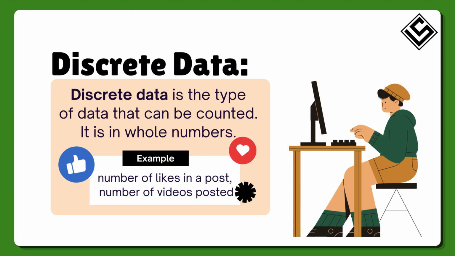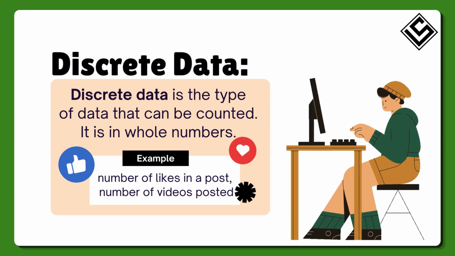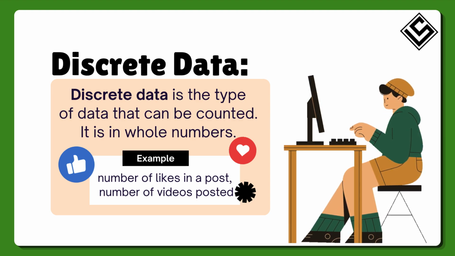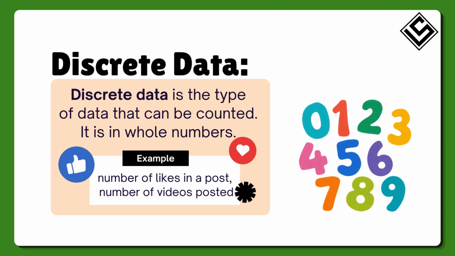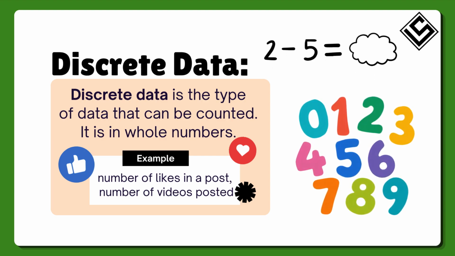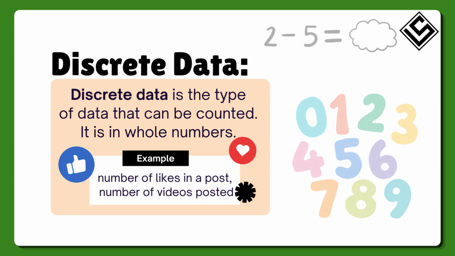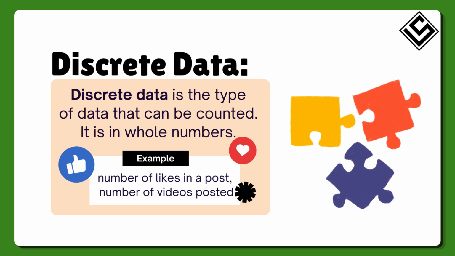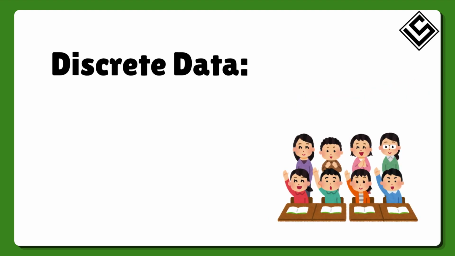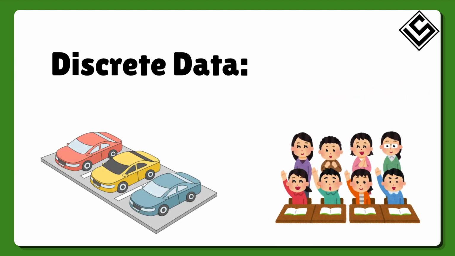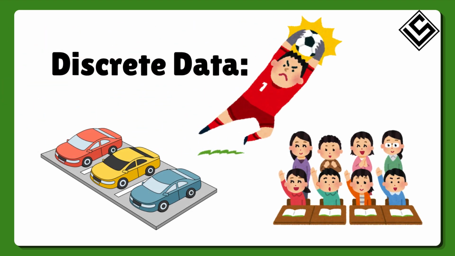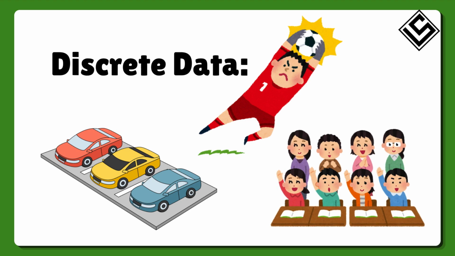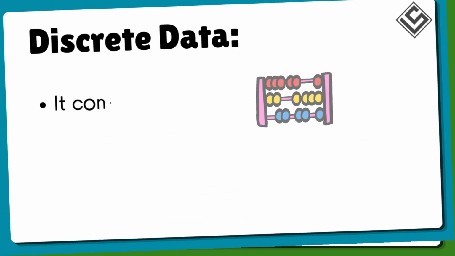Discrete data refers to data that can be counted and usually consists of whole numbers. It represents separate and distinct values, which means there are gaps between possible values. Discrete data cannot be divided into smaller meaningful parts. For example, the number of students in a classroom, the number of cars in a parking area, or the number of goals scored in a football match are all examples of discrete data because we can count them.